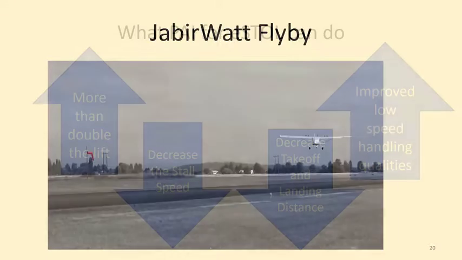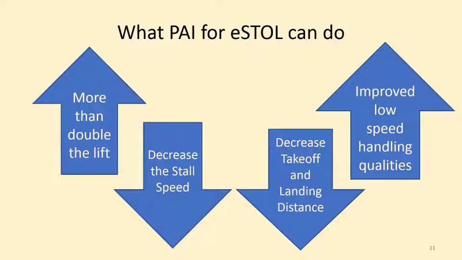So by using propulsion airframe interaction for electric STOL, you can more than double the lift, you can decrease the stall speed, you can decrease the takeoff and landing distance, you can get improved low-speed handling qualities.